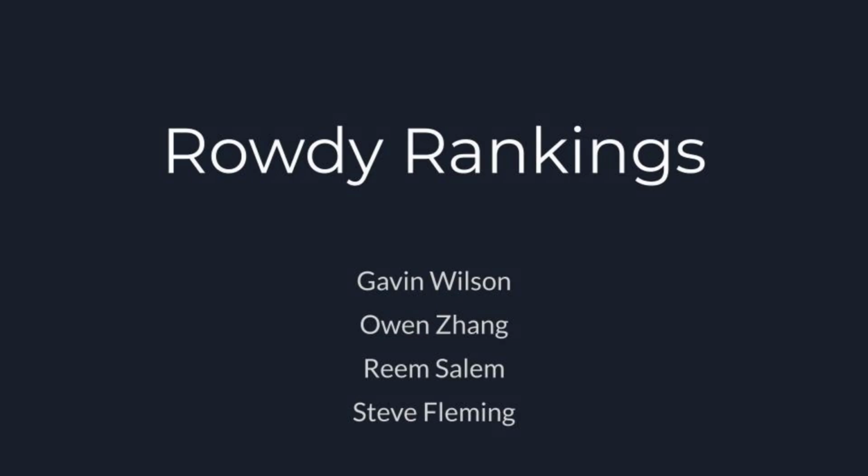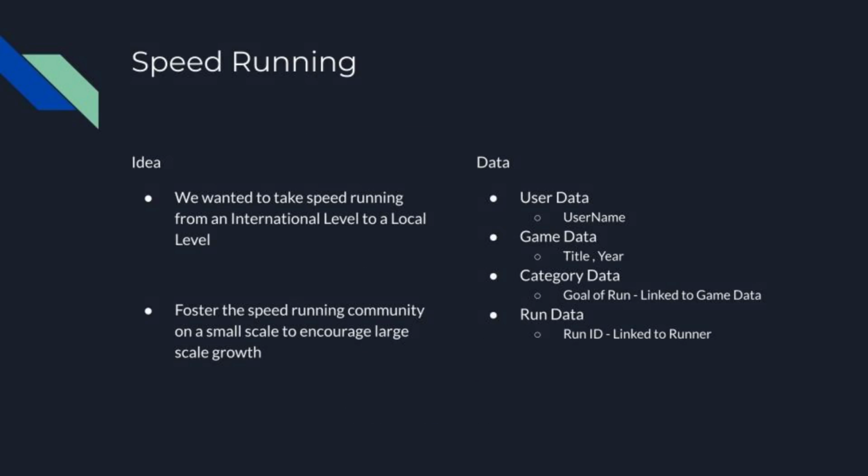Hello, we are Rowdy Rankings, a group composed of Gavin Wilson, Owen Zhang, Reem Salem, and Steve Fleming. Our idea was speedrunning. Currently, speedrunning is something that's looked at internationally. People from all over the world add their times into a website so they can compare them there. We wanted to bring that to a local level so that people in a smaller community can show each other their times and participate in speedrunning amongst themselves or in a bigger group, for example, a club at a high school or at a college.